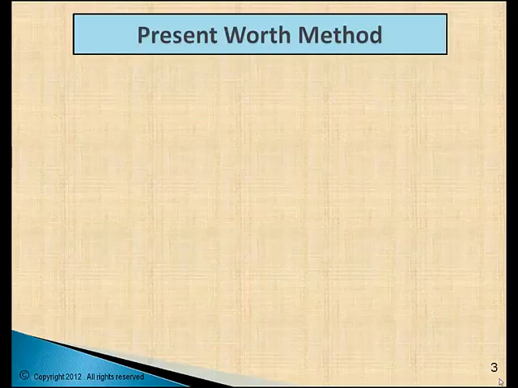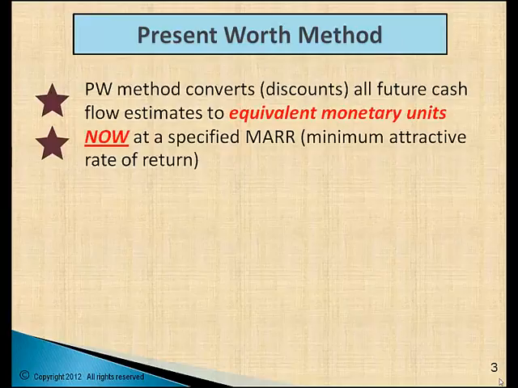Performing a present worth method evaluation is quite simple, as shown here. As you read through this, you will see that all cash flows are converted, that is, they are discounted, to equivalent amounts of money at the current time. This time is identified as t equals 0 or now.